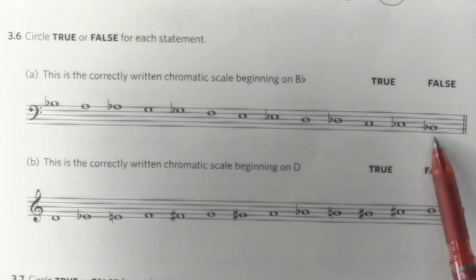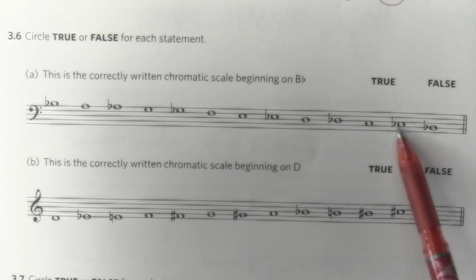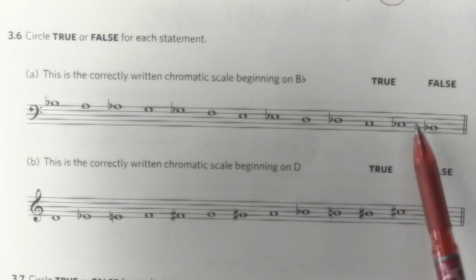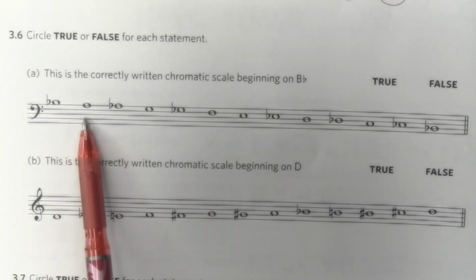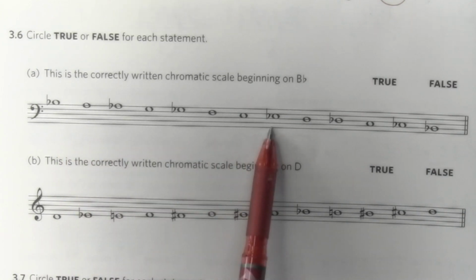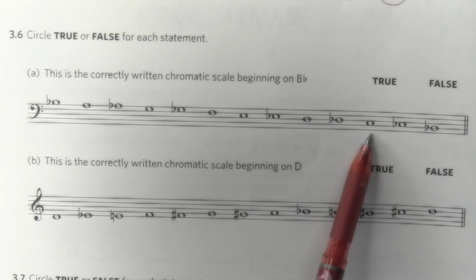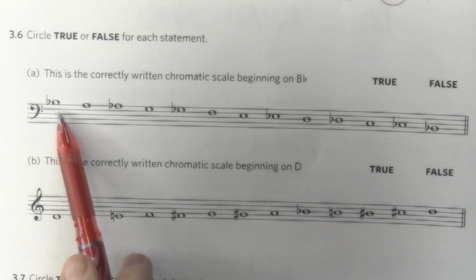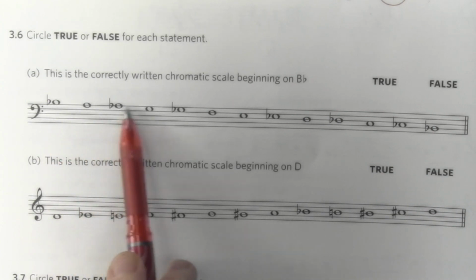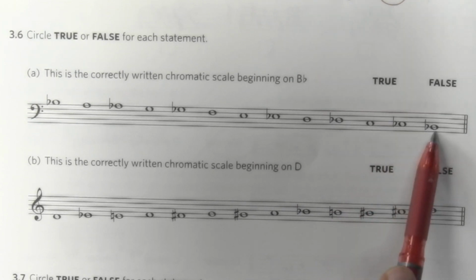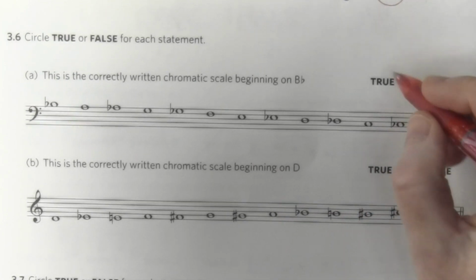This looks correct because Do flat, this is not really used, but still you can. So, Si flat, La, La flat, Sol, Sol flat, Fa, Mi, Mi flat, Re, Re flat, Do, Do flat, Si flat. Are there 13 notes? 1, 2, 3, 4, 5, 6, 7, 8, 9, 10, 11, 12, 13. Yes, there are. So I think this is true.